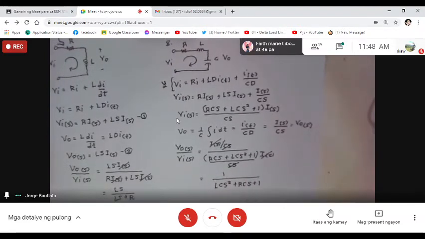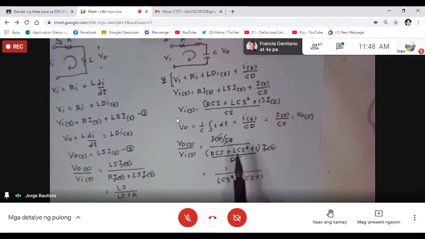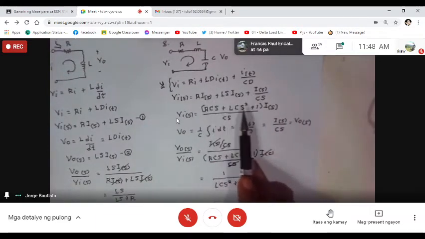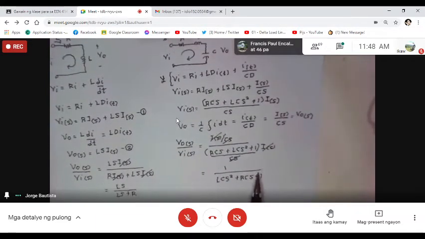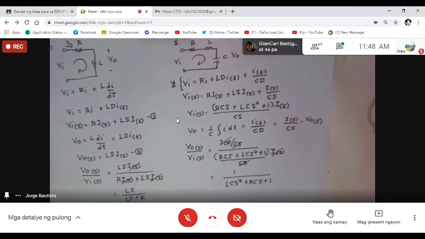Okay? Ngayon, kung may value yung L at saka yung C at saka yung R, ilagay nyo lang. Kasi pag dito kayo maglalagay ng value, ang dami-daming number, di ba? So, dito na lang pagkatapos. Okay? So, that's number 8.